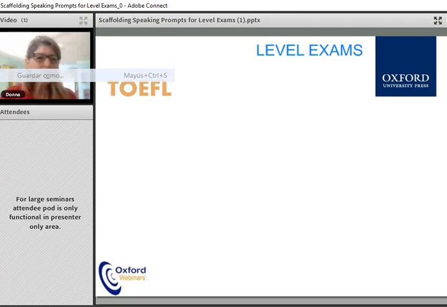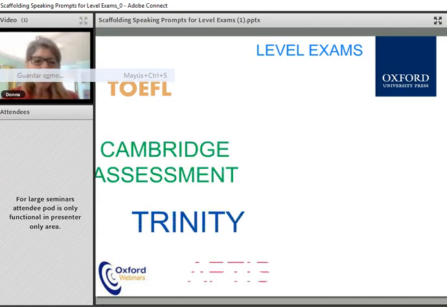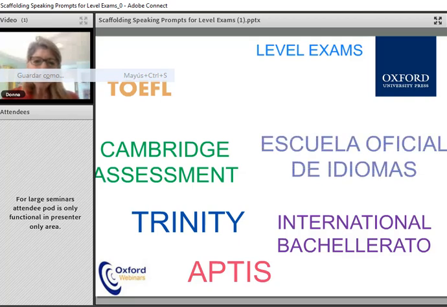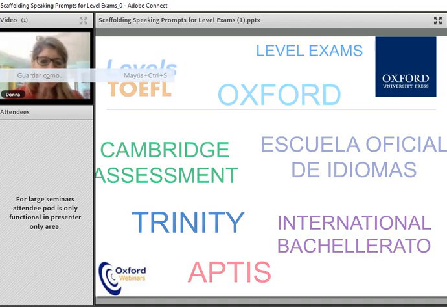So you probably all know these speaking exams. There's the TOEFL, there's the Cambridge, the Trinity exam. The Aptis, I think, is pretty new. The academies are trying it. The International, the IB. We have the Escuela Oficial de Idiomas, of course, and then we have Oxford. And Oxford's exams are becoming very international. So those are more or less the major exams that you're probably gearing your students' English level to.